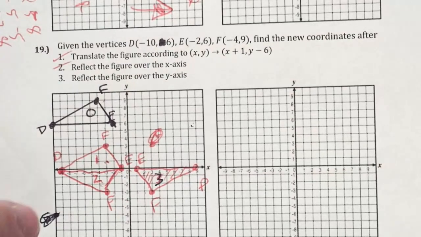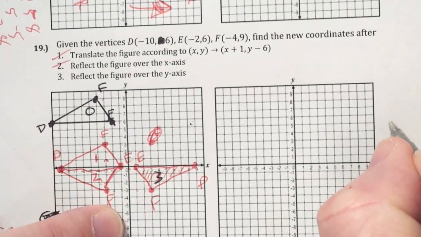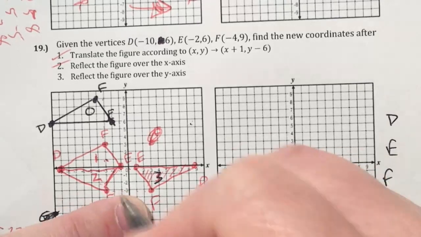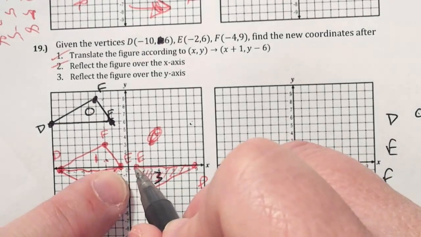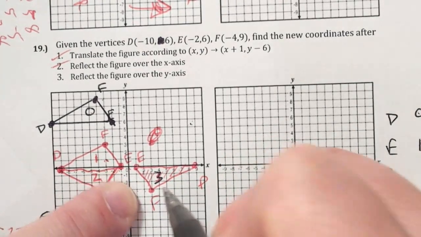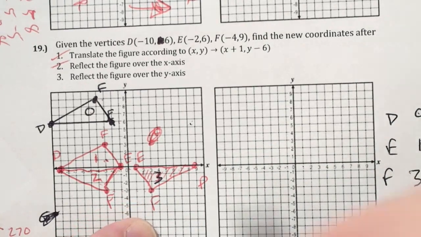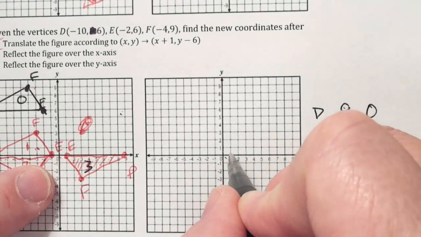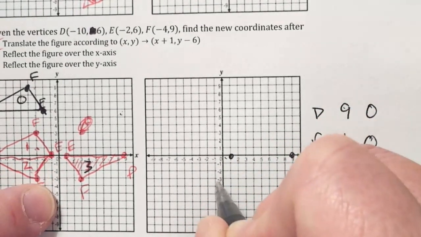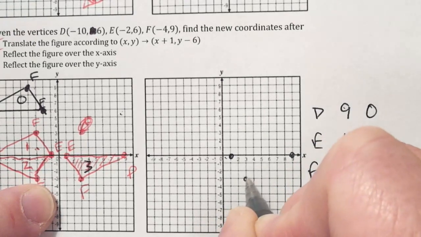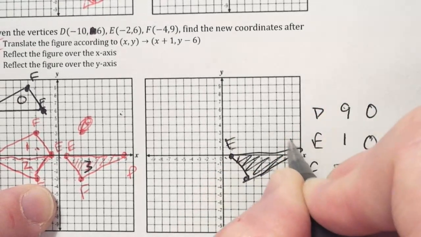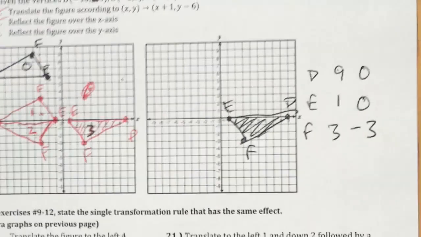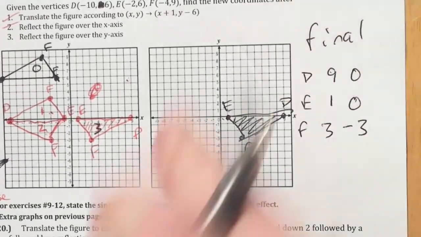All right, so if we had to plot that, so D, E, and F. Your D was 9, 0. Your E was 1, 0. And your F was 3, -3. And you would just plot those points. So boom, boom, and boom. All right, so that's E, that's D, and that's F. Boom. All right, so those are your final answers right there, and you would just plot that right there.